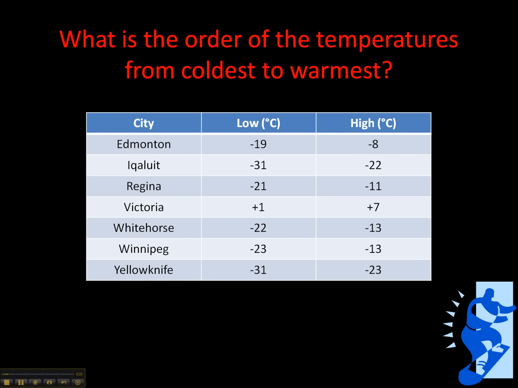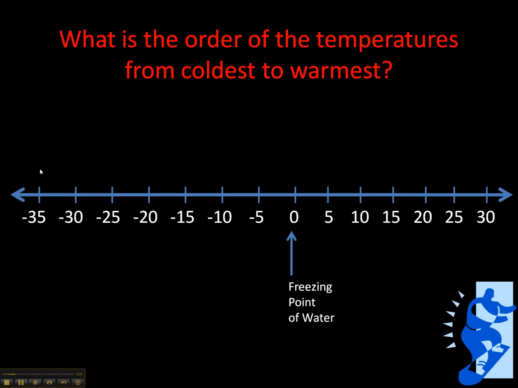In our textbook on page 94, we have a list of cities in Canada, and these cities have low temperatures, average low temperatures, and average high temperatures for the winter. And you'll see that some of these temperatures get quite low. These are in degrees Celsius, and some of the highs in winter aren't much higher. And what we're going to do is order these temperatures from coldest to warmest.